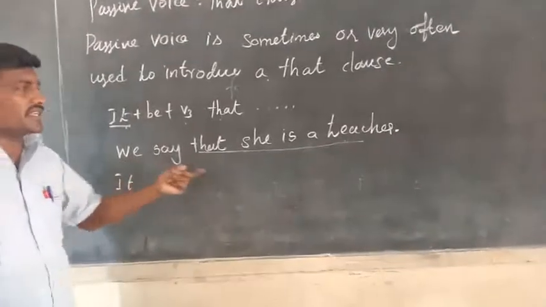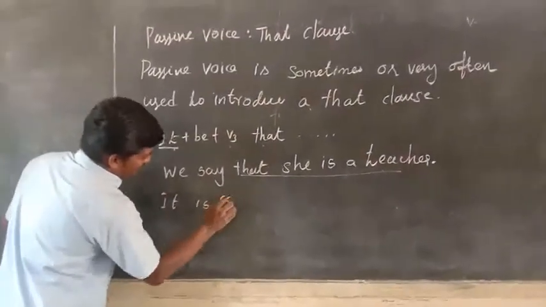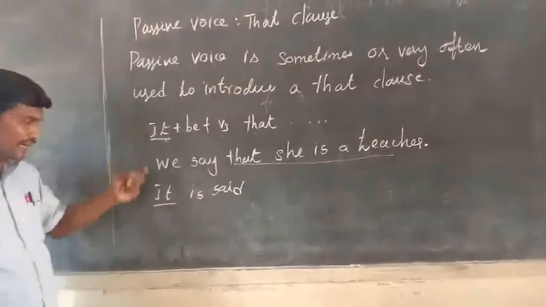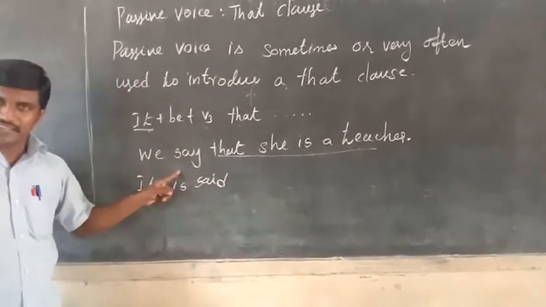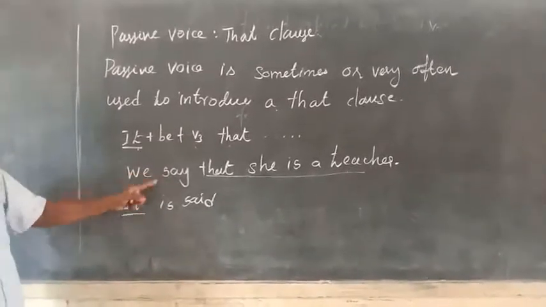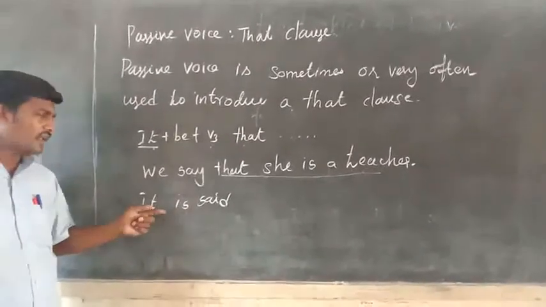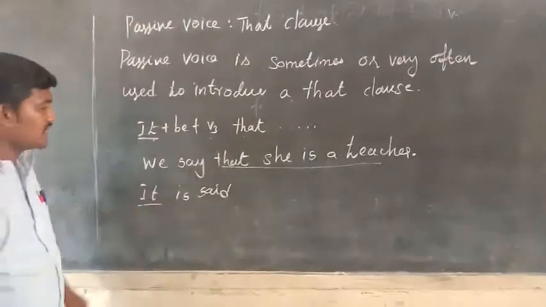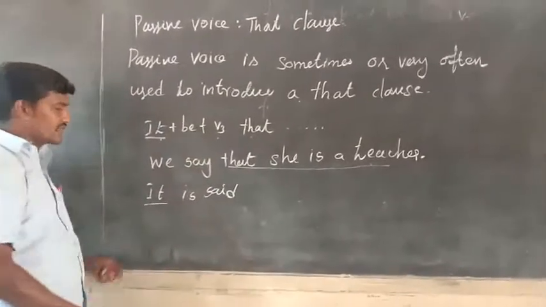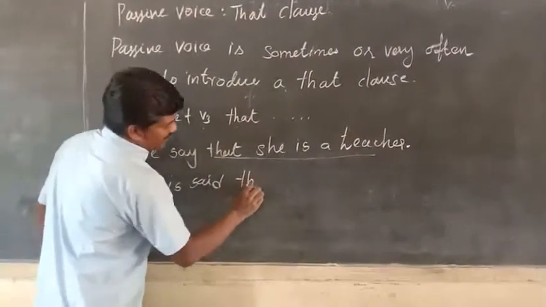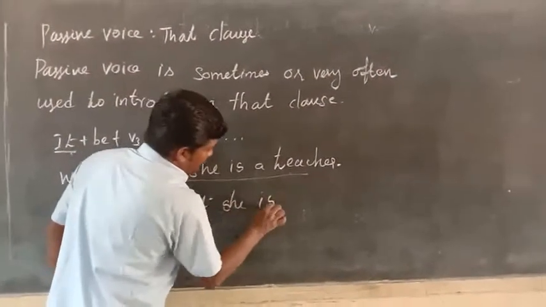Then we say that she is a teacher. That means it is said that. It is said. Listen. We bring it like this, then add the be form as per the present or past tense. This is present tense, isn't it? So we have to use the be form as per the subject. The subject is singular, so it is singular, and we use is. Then say becomes said. So it is said that. After that we should write as usual. So it is said that she is a teacher.